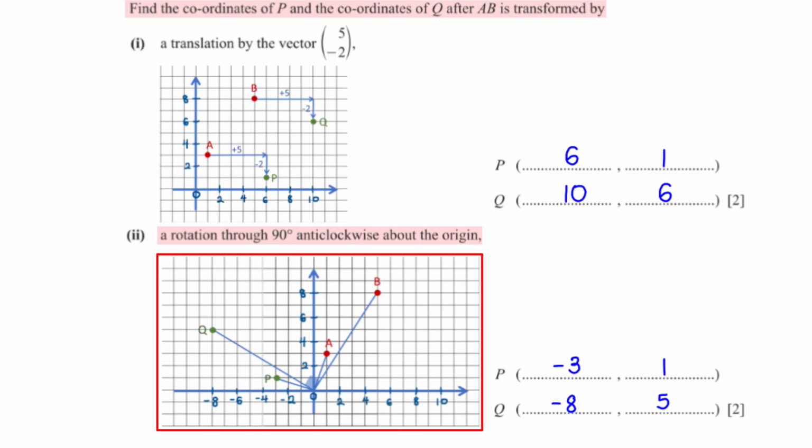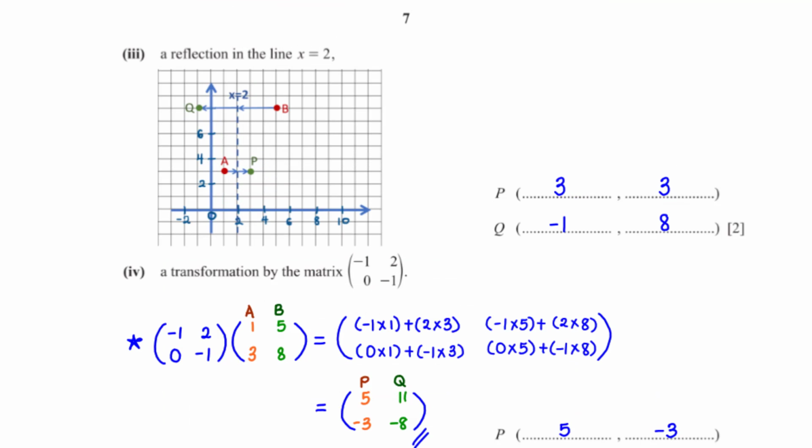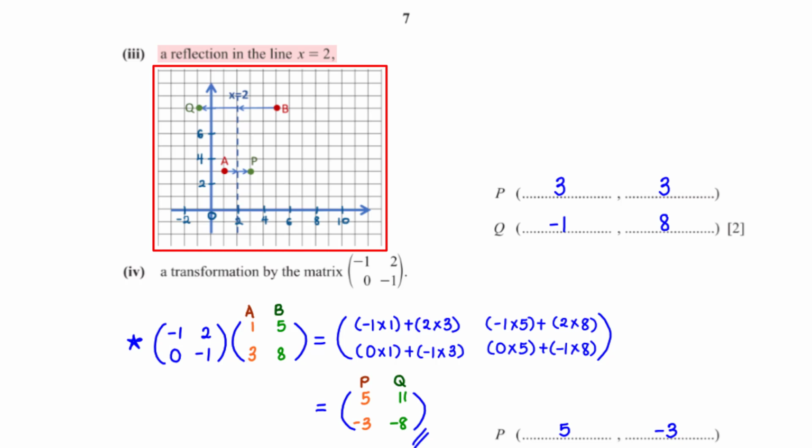When we rotate point A, we get the coordinate of P as negative 3, 1. And when we rotate point B, we get the coordinate of Q as negative 8, 5. Find the coordinates of P and Q after AB is transformed by a reflection in the line x equals 2. For this transformation, we reflect points A and B in the line x equals 2. When we reflect point A, we get the coordinate of P as 3, 3. And when we reflect point B, we get the coordinate of Q as negative 1, 8.